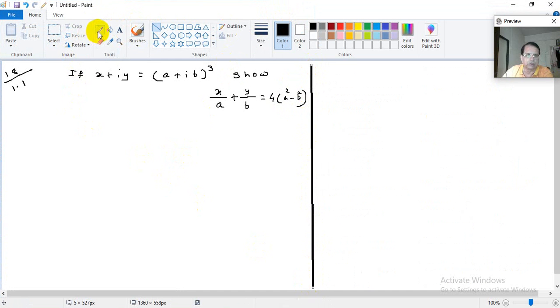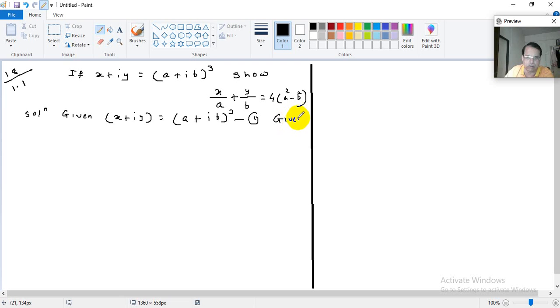Okay, so now what is given? Solution: given x + iy, I need not write the bracket, okay, but I have written, is equal to (a + ib) raised to 3. So I have to calculate this first. Okay, so this is 1, this is given. Okay, so what is now (a + ib) cube? For that you should know the formula of (a + b) cube. I hope you remember that.